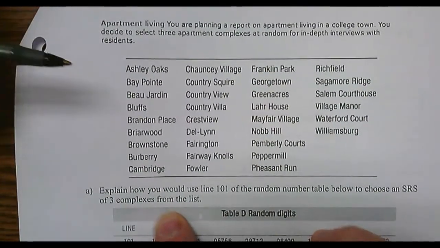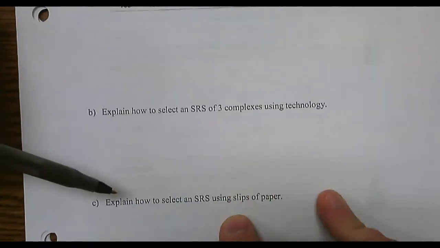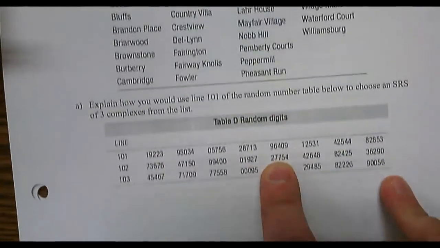So we talked about how to do this using part B, a simple random sample using technology, and part C using slips of paper. Well, we didn't talk about that. So I'm going to talk about part A and part C.